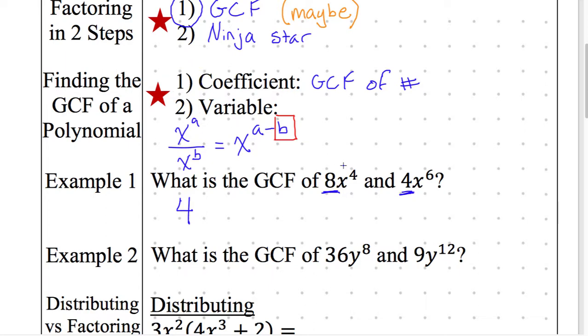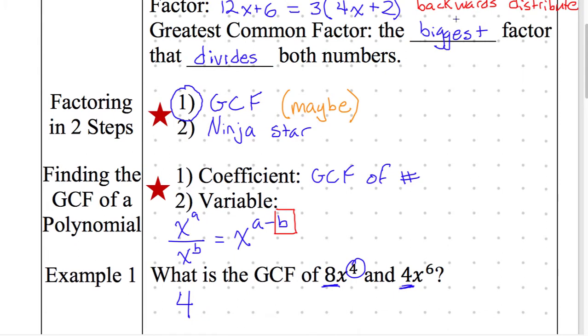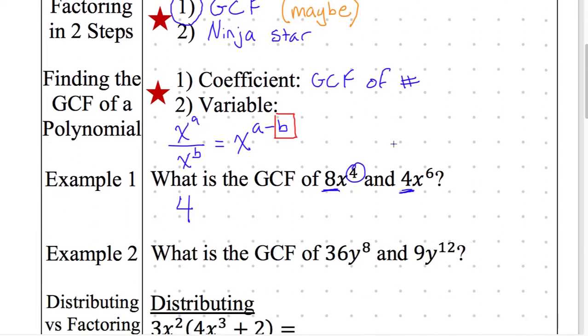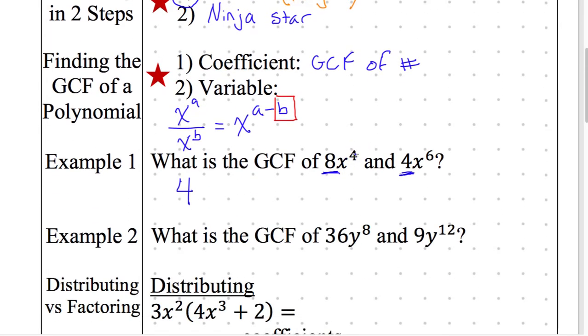I need to figure out the biggest possible power, the biggest thing that I can find that can divide this x to the power of 4. It's going to be x to the power of something. Question is, what is that something? What is this power up here? I'm looking for the biggest possible power that I can. But if I choose 6 and I do 4 minus 6, that will be a negative 2. So I can't choose 6. I have to choose the biggest possible power. What is the biggest possible power that can divide both x to the 4 and x to the 6?